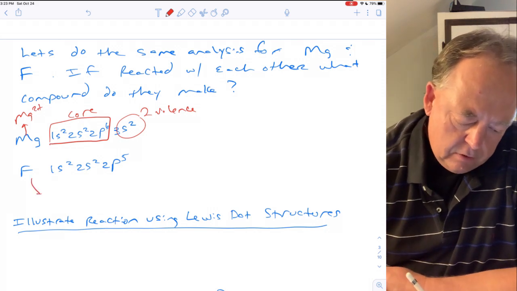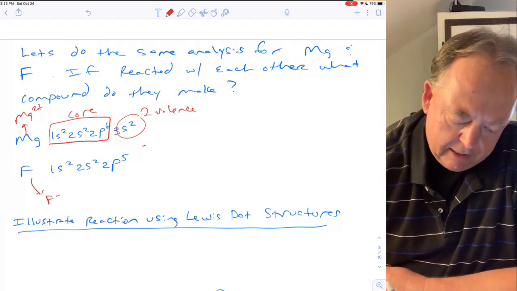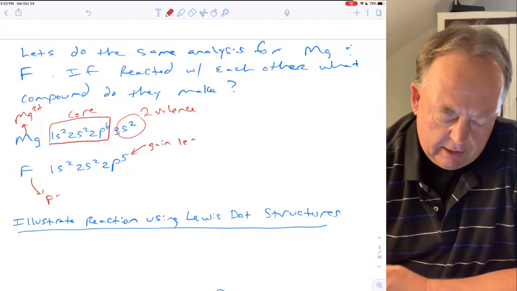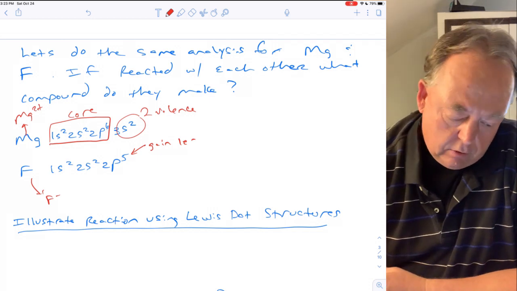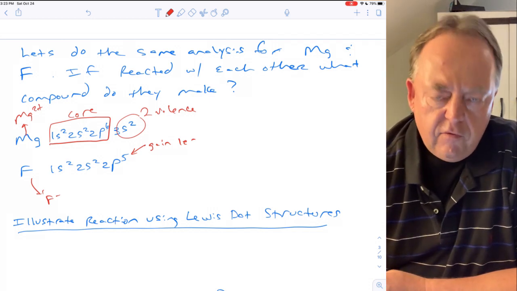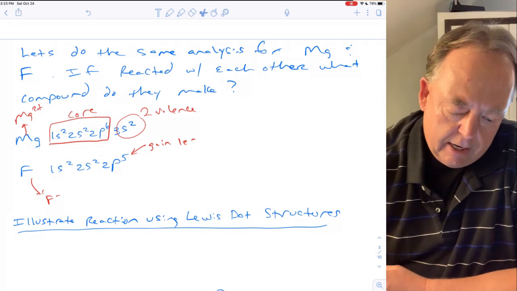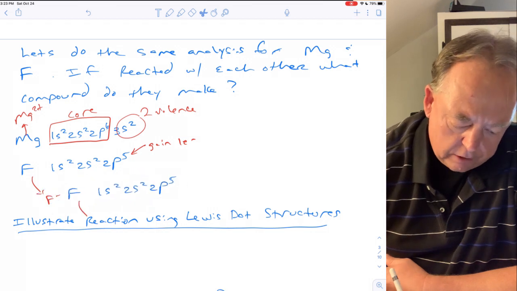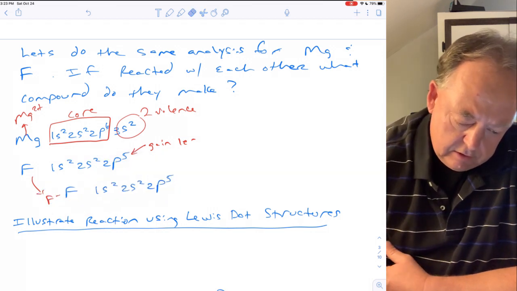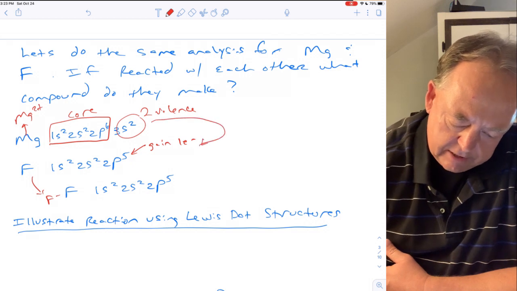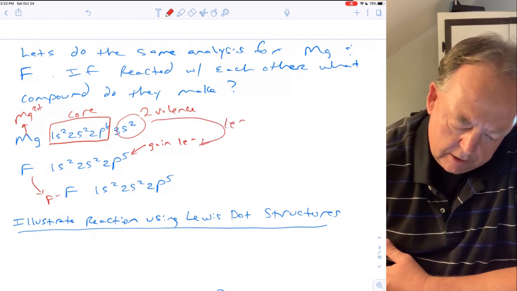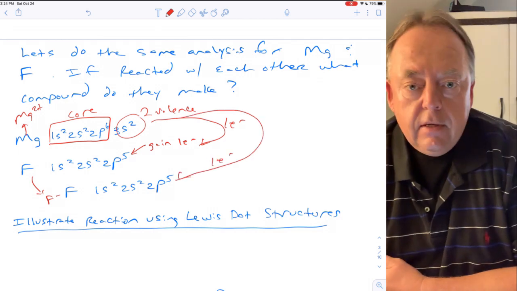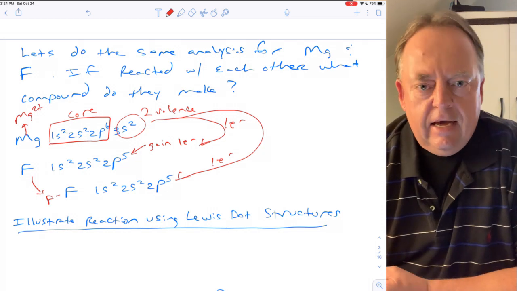What does fluorine like to do? Fluorine likes to be -1, right? It likes to gain 1 electron to finish the 2p off and to have 10 electrons like neon. So magnesium wants to get rid of 2 electrons, but fluorine only wants to gain 1 electron. So how do you make that work? Well, you need 2 fluorines, right? So one electron from magnesium can go here, and one electron from magnesium can go to the other fluorine atom, and so you would make MgF2, right?